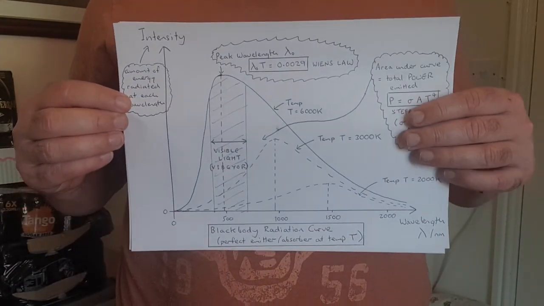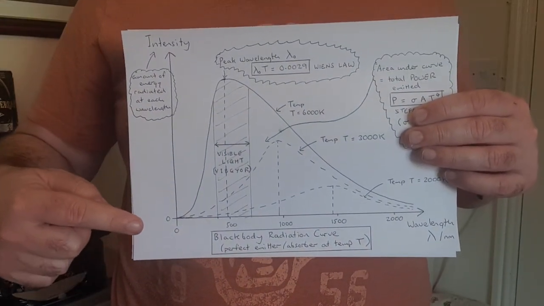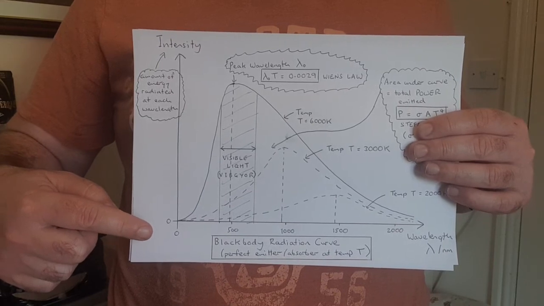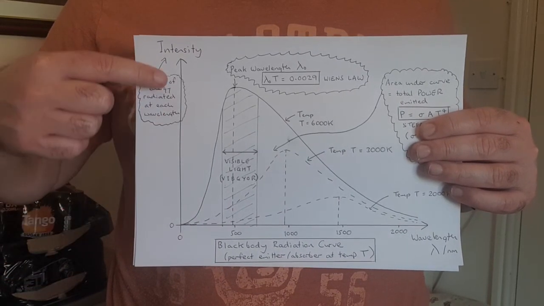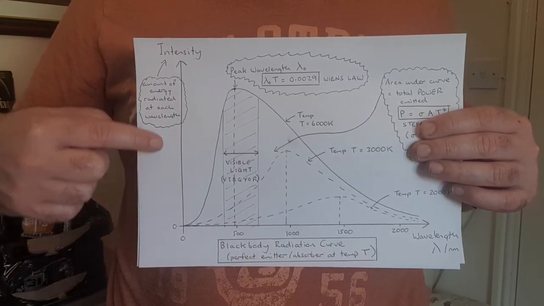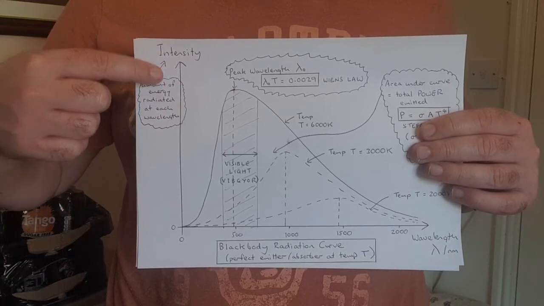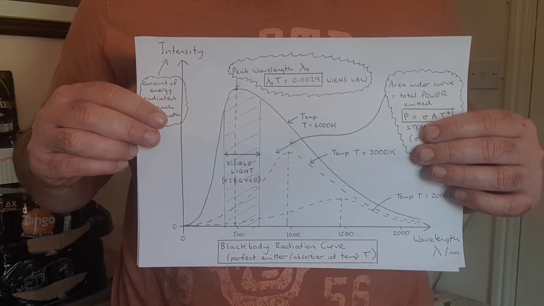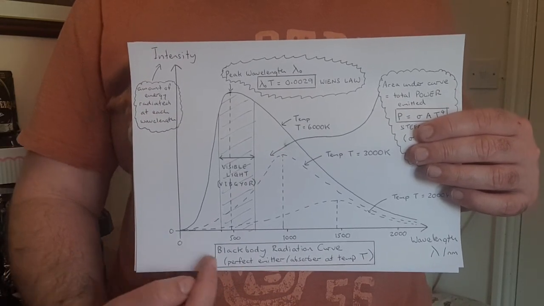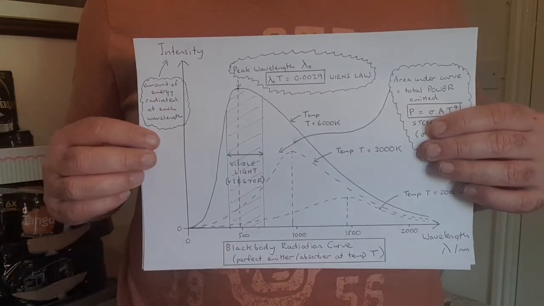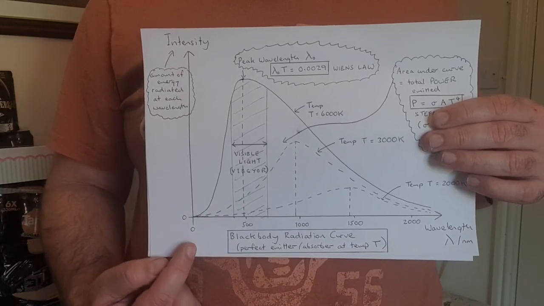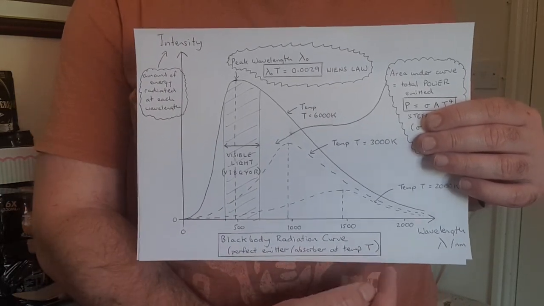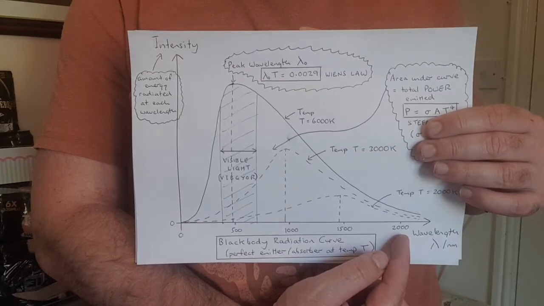So here it is. What we've got on here, just to explain, because this is something you might be asked to explain in an exam, is on the y-axis you've got intensity of light. That's how much energy is being emitted at a certain wavelength. And then across the x-axis you've got the wavelength, starting from 0, and in this case I've drawn it up to about 2000 nanometers.